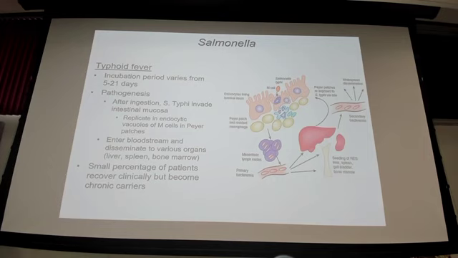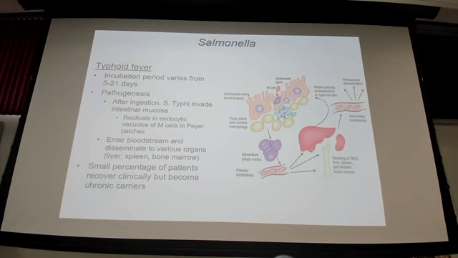There, they will get picked up by macrophages, which are supposed to be destroying them, but through years, millennia of evolution, they evolved survival mechanisms to survive macrophages. And those macrophages will carry them in the bloodstream to different organs. So they'll be disseminated to organs like the liver, the bone marrow, or the gallbladder. And this is where you get much more serious disseminated disease.